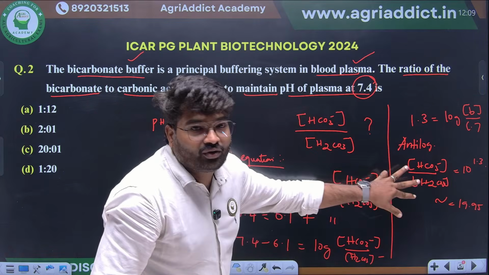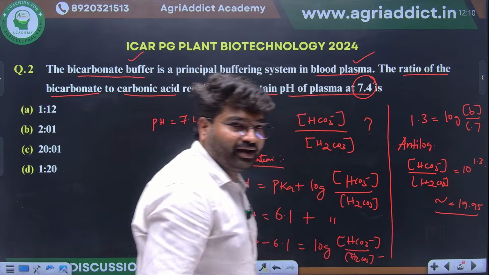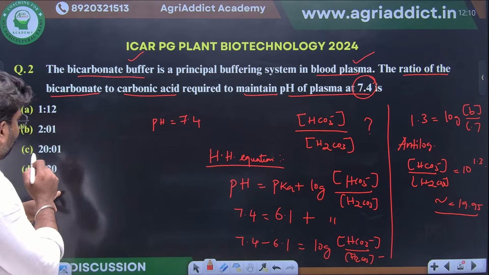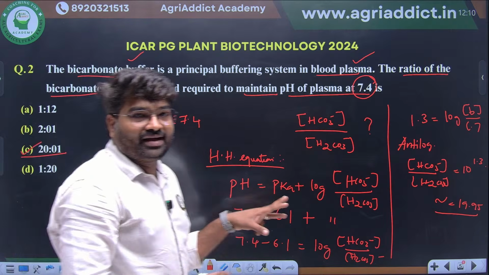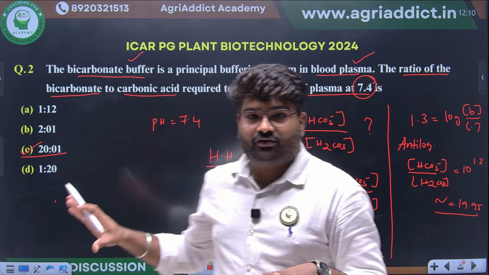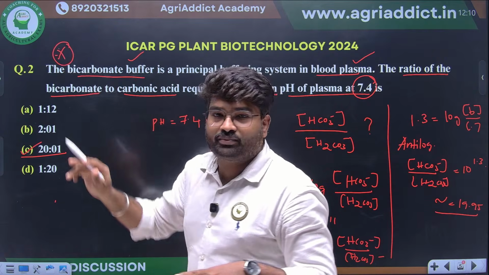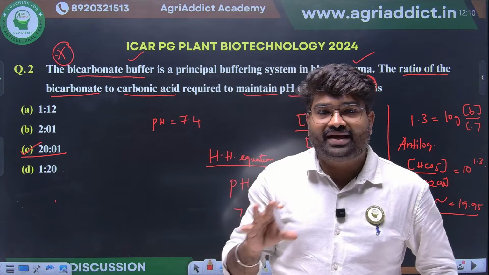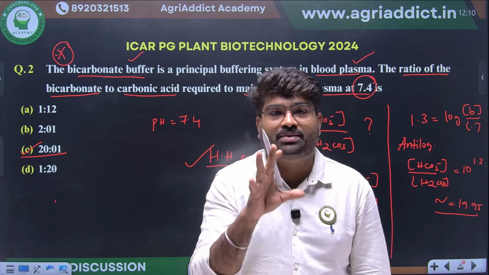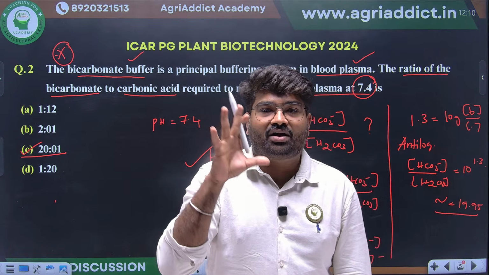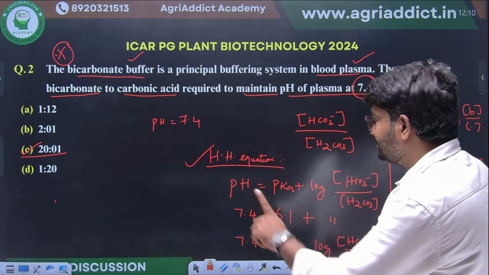So the ratio required is approximately 20, from 19.95. So we need a ratio of 20 to 1 to maintain the required pH of 7.4. This is a very important question. You have to observe that we apply the Henderson-Hasselbalch equation to know the relationship of pH, pKa and the concentration of the acid and base pair. Clear? This is very important.